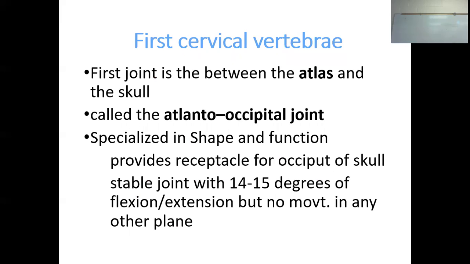The second vertebra is holding up the first vertebra and everything else. The third is holding up the second and the first and everything else. And that's why we see those vertebrae keep getting bigger as we get all the way down to the lumbar spine. Makes perfect sense. Now, this is what's referred to as the atlas.